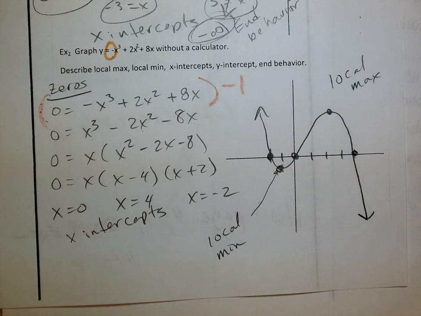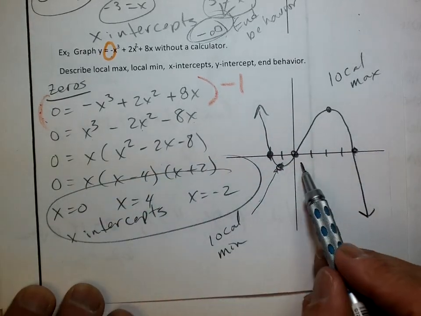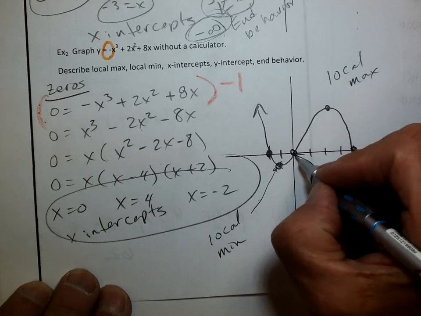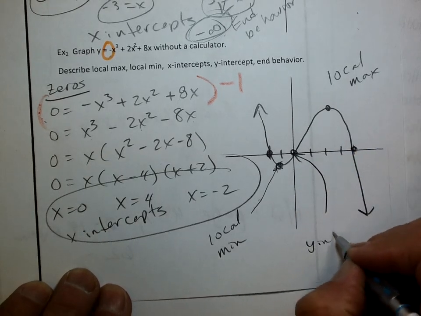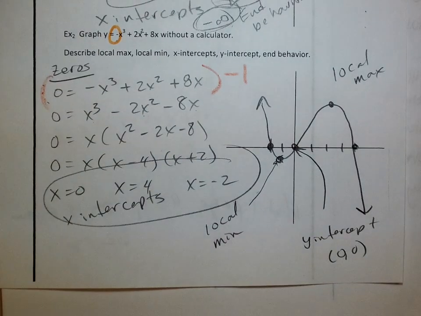We've got our x-intercepts. We already know those, okay? And the y-intercept. Where's my y-intercept? It's right there at 0, okay? So my y-intercept is at 0, 0.